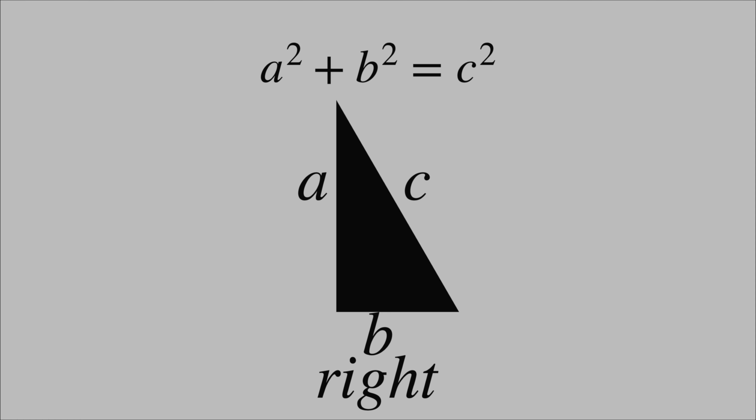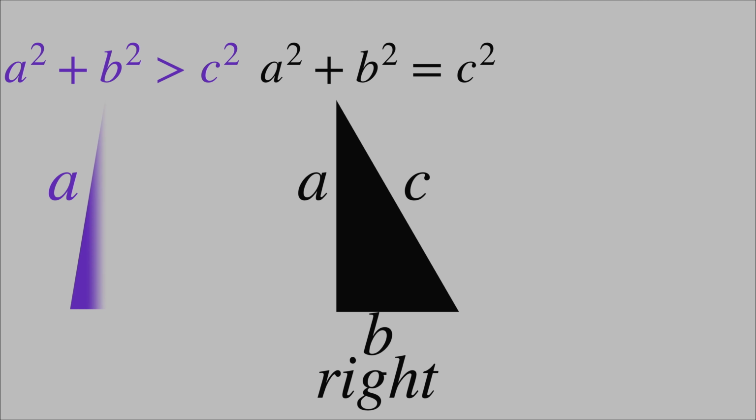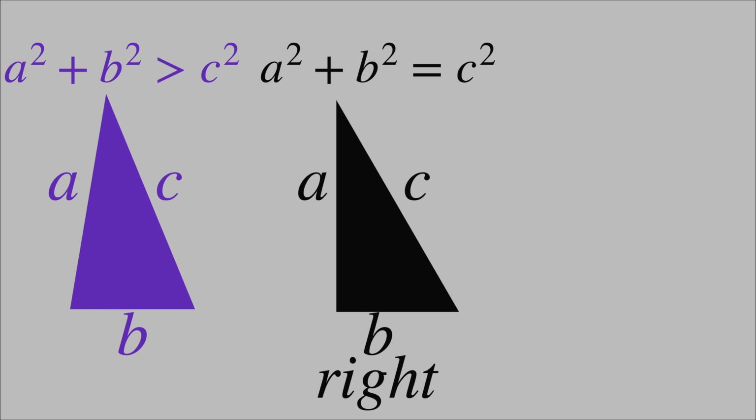But what if a squared plus b squared doesn't equal c squared? What if a squared plus b squared was greater than c squared? Well, that would mean that c was getting smaller, so it would look something like this. When c gets smaller, it stops the triangle from being right. It's not a right triangle anymore. It's actually acute.